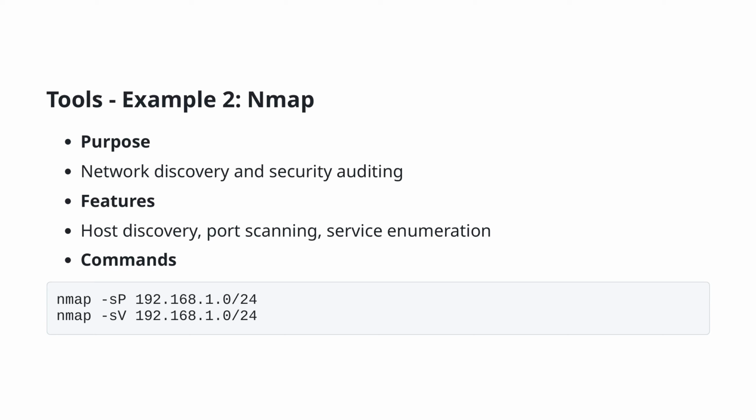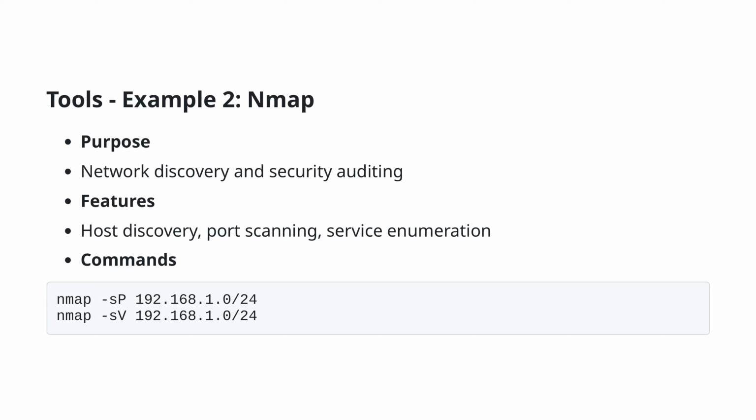In this slide, we're focusing on Nmap, another essential tool for network discovery and security auditing. Nmap, short for Network Mapper, is widely used for host discovery, port scanning, and service enumeration. These features make it incredibly effective for identifying live hosts, open ports, and the services running on those ports within a network. To give you a couple of practical examples, you might use the command nmap -sp 192.168.1.0/24 to perform a ping scan across the specified subnet, effectively mapping out which hosts are up.